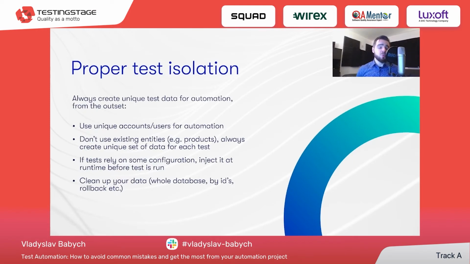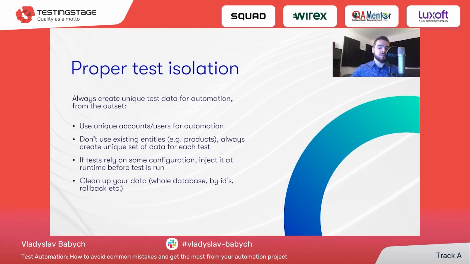So what is proper test isolation? You should always aim to create unique test data from the very beginning. Use unique accounts or users for automation. Don't use any existing entities, for example products, which already exist in the system. Always try to create a unique set of data for each test, where possible. This is the holy grail.